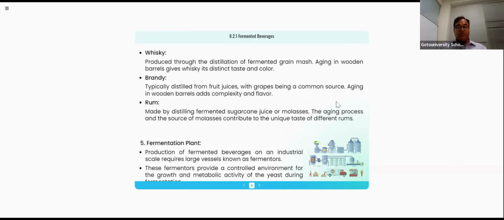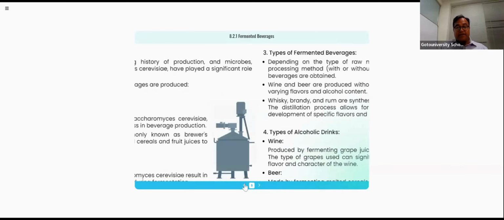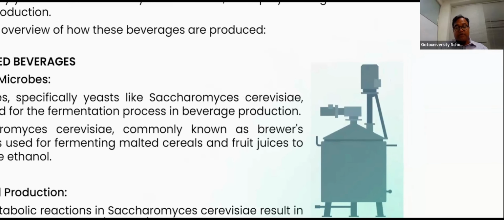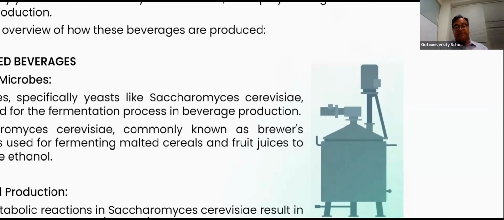What are the things we have shown here? Can you see this picture here? This is a fermenter tank, and it looks like an autoclave. The fermenter tank is attached with temperature control machinery, and it is also circulated with nutrients and microbes. So this is a fermenter tank, which helps you understand much better.